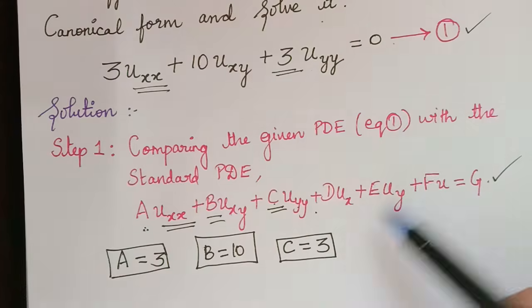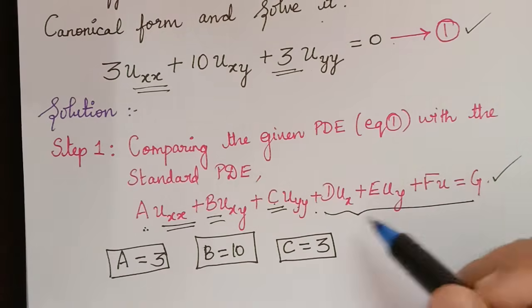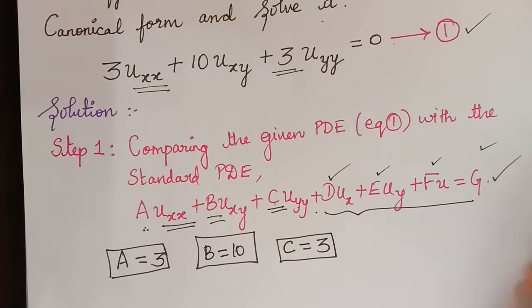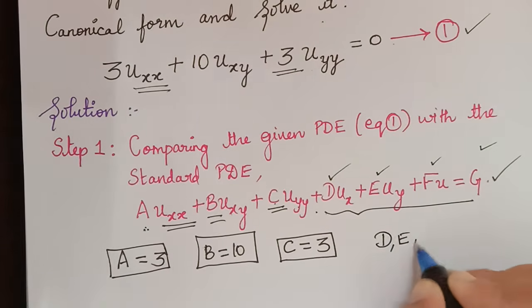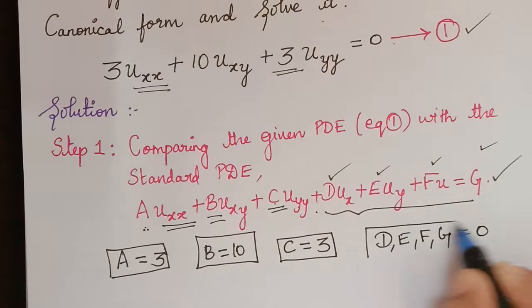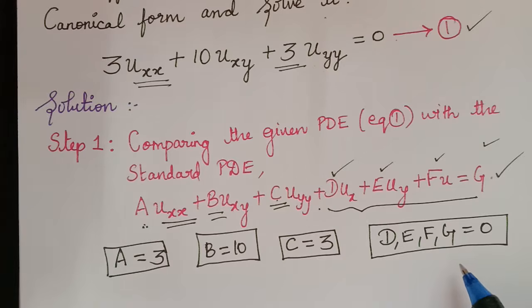And if you observe, the remaining terms are not there in equation 1, which means the values of d, e, f and g are all equal to 0. So d, e, f and g, all these values are equal to 0. So this is the first step.